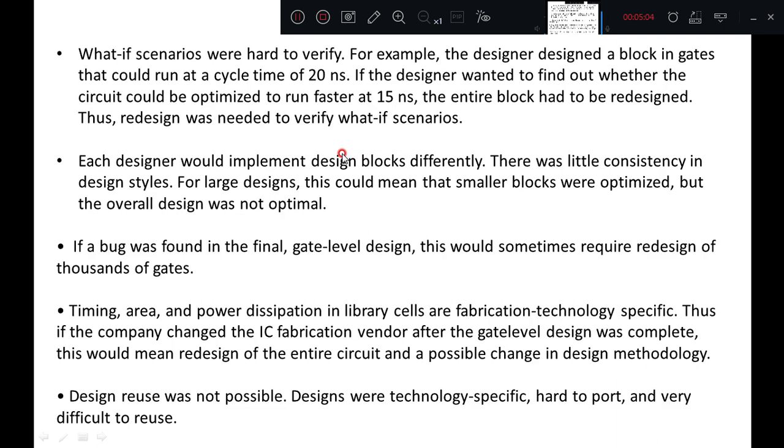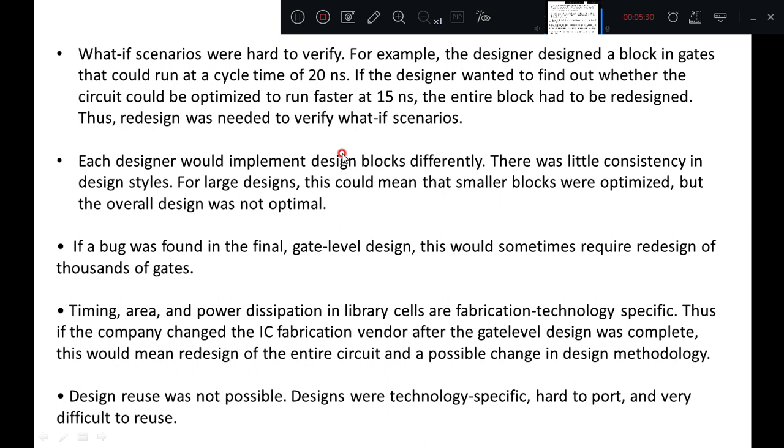What if scenarios were hard to verify. For example, the designer designed a block in gates that could run at a cycle time of 20 nanoseconds. If the designer wanted to find out whether the circuit could be optimized to run faster at 15 nanoseconds, the entire block had to be redesigned. Thus, a redesign was needed to verify what if scenarios.